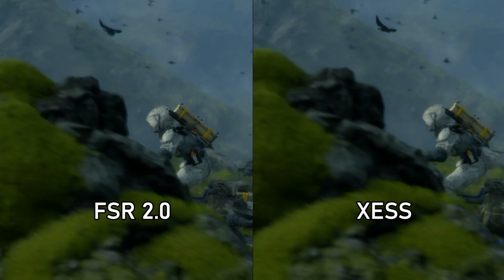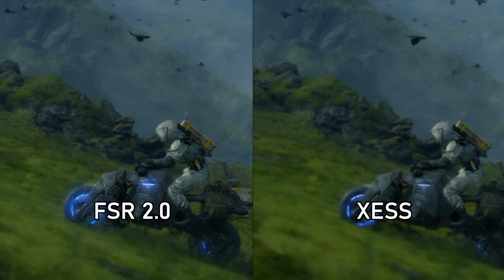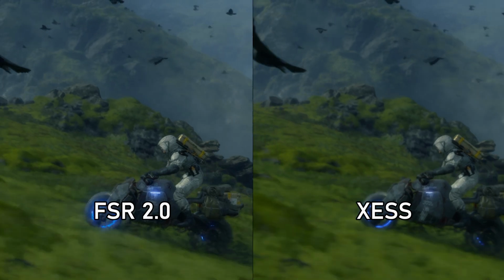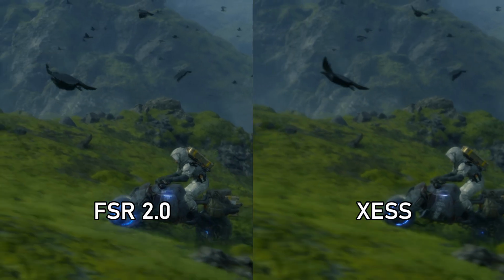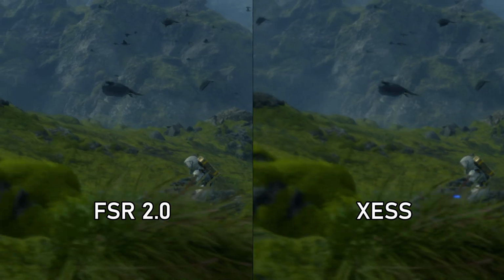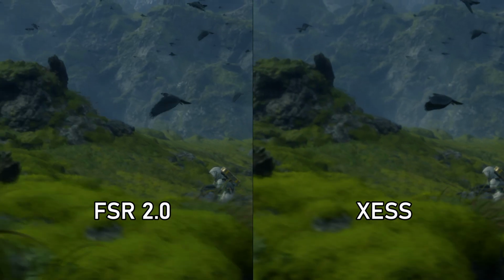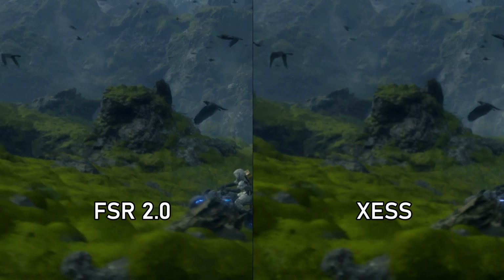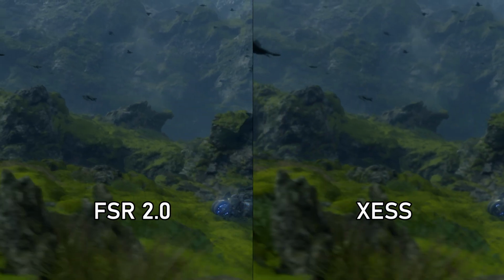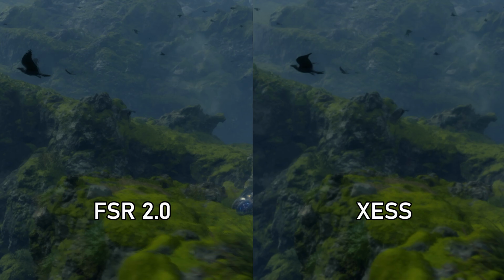Slowing things down now and doing a direct image quality comparison here between FSR and XeSS at quality settings, I can definitely see XeSS has some advantages when it comes to fast moving objects like these crows. On FSR, they definitely have a softness and a bit of a pattern around them, and even around the bike when Sam's going fast here. A lot of these temporal solutions have some problems with fast moving objects because you're using data from previous frames.